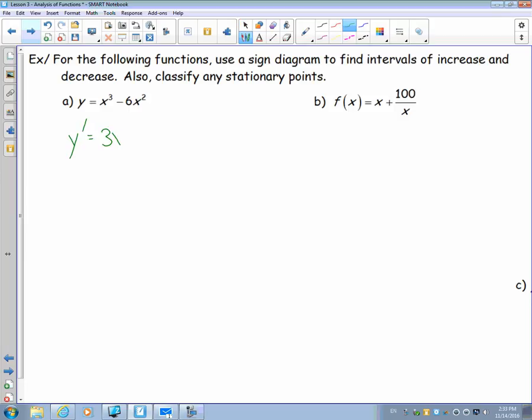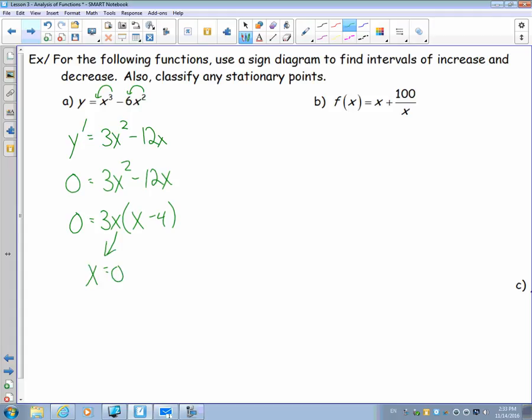My derivative is 3x squared minus 12x, just our basic power rule. I need to set that equal to 0 and then solve it. So this is common factorable. I'm going to take a 3x out. I'll get x minus 4. So my solutions are x equals 0 and x equals 4. We're solving like a quadratic. So at 0 and 4, something's going on. It's maybe increasing, then decreasing, or vice versa. But at 0 and 4, I've got maxes and mins.